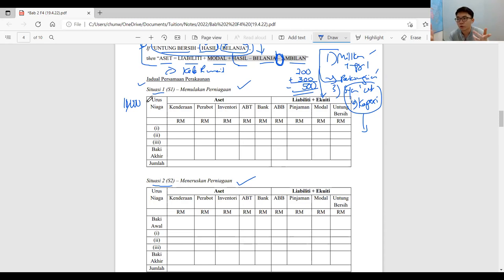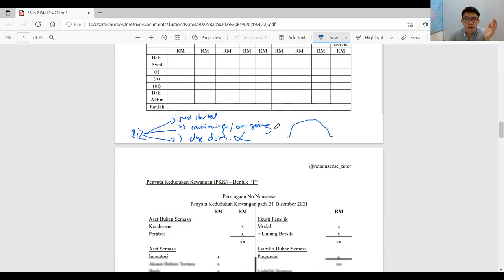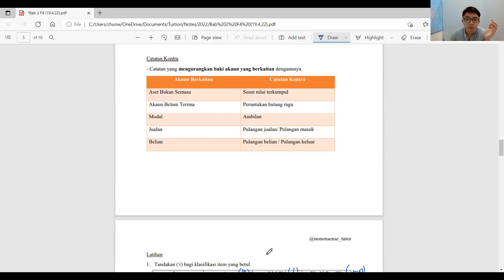What do I mean by small? You look at the roadside. Roadside, jual nasi lemak. Do you think that they need to do something like that? Let me show you.